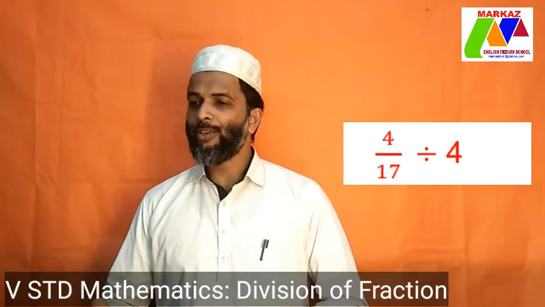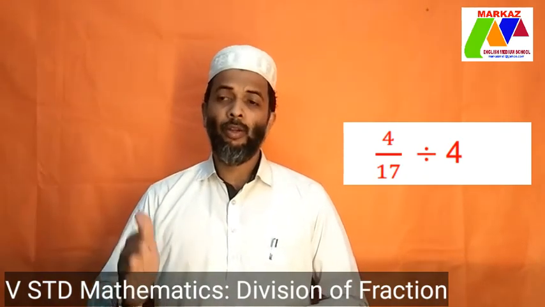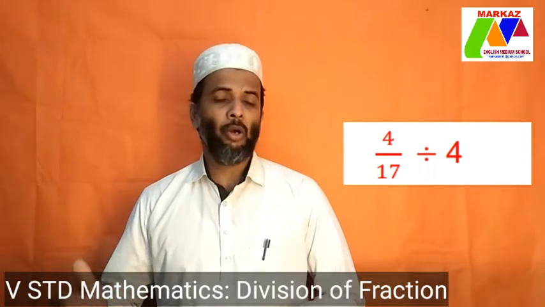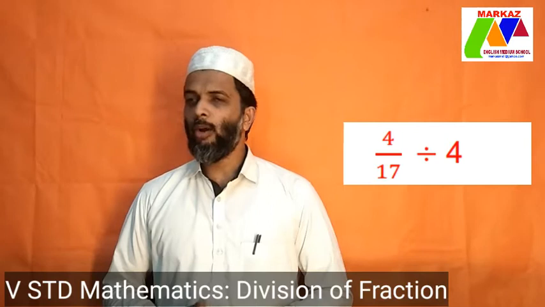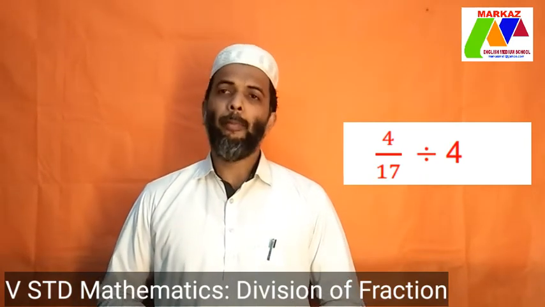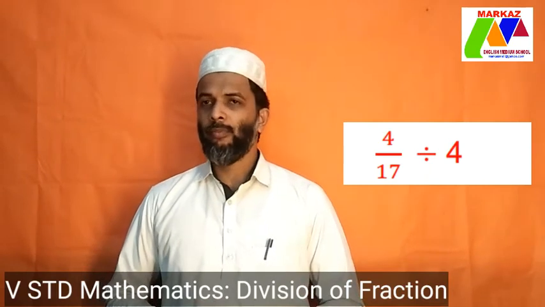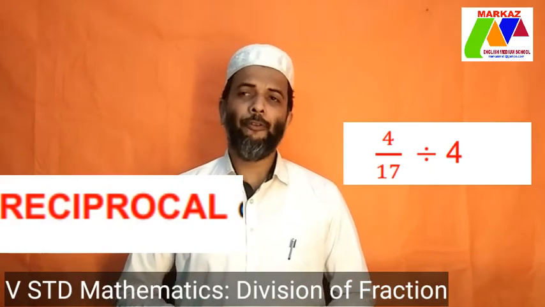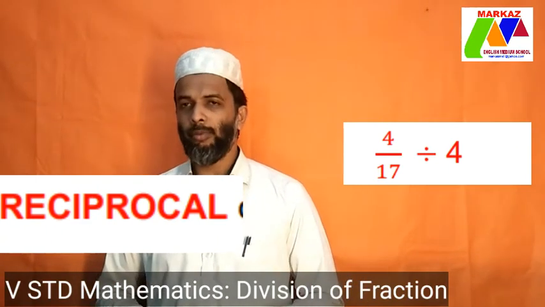Here we have one fraction and one whole number. Look at the screen. The solution is: to divide a fraction by a whole number, multiply the fraction by the reciprocal of the whole number.